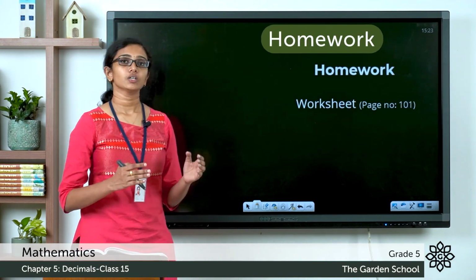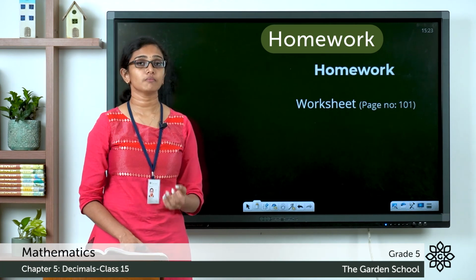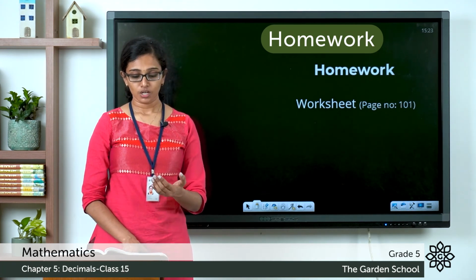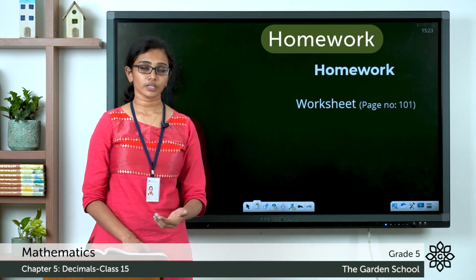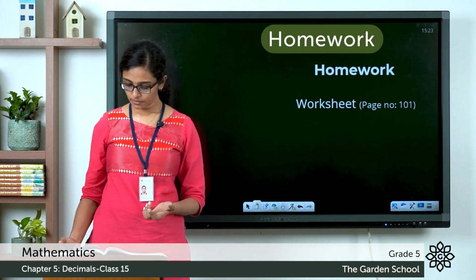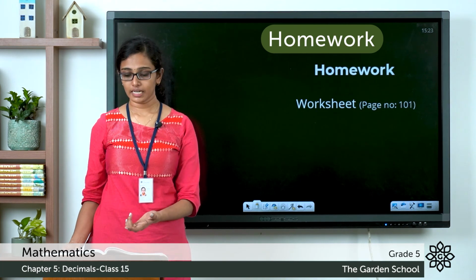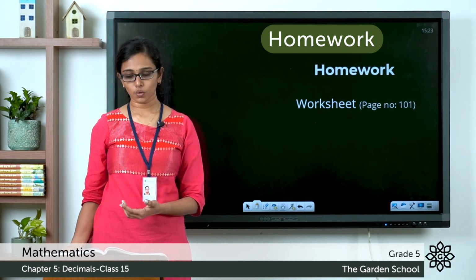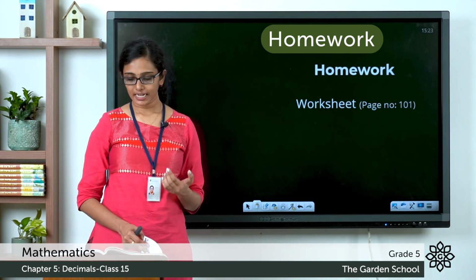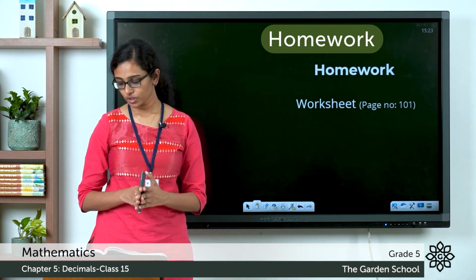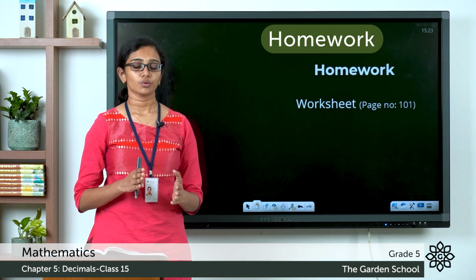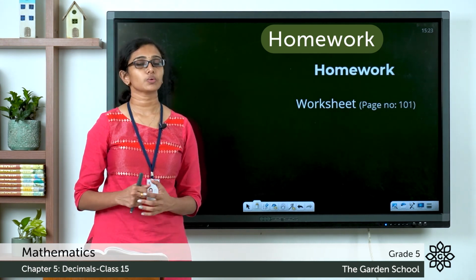Now children, you can go through these questions once again and make sure you complete all the questions. You can work out these questions in your notebook. You have to complete all the questions. Then in page number 99, there is a heading Maths Lab activity. You can go through it and do accordingly. And as a homework, you can complete the questions from the worksheet, which is given in page number 101. Go through these questions as well and do accordingly.